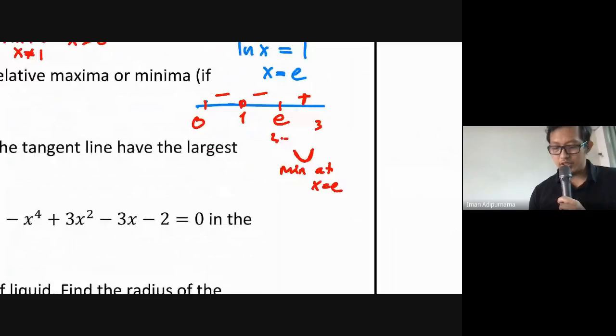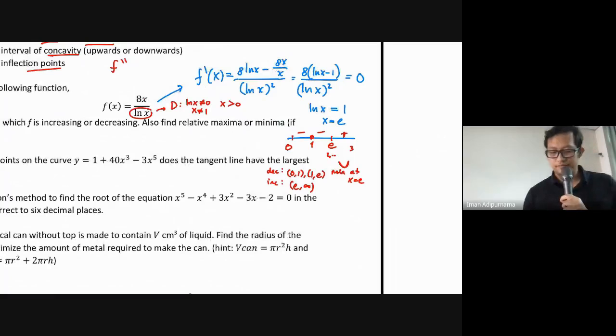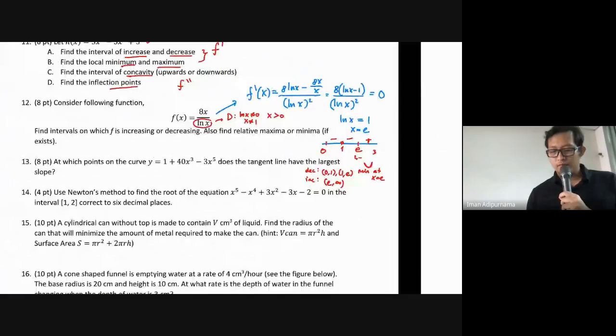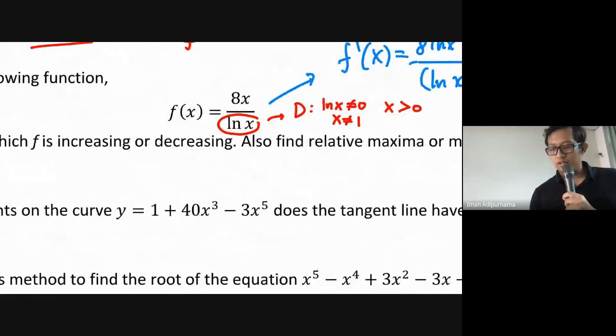So you're decreasing at (0, 1) and (1, e), and increasing at (e, infinity). Decrease, increase. Okay. So don't forget the domain.